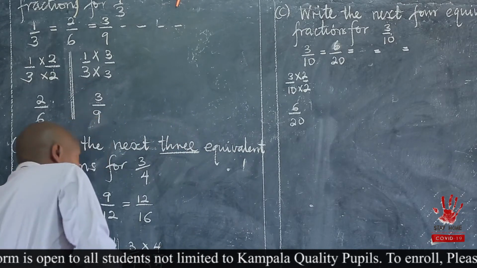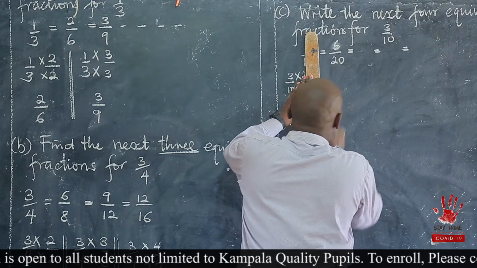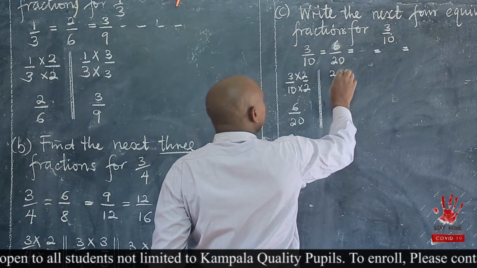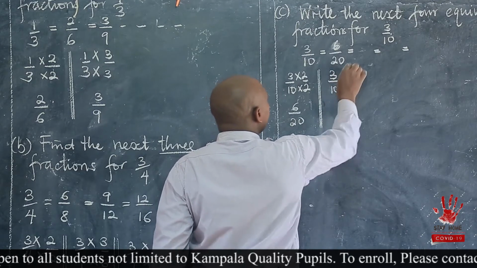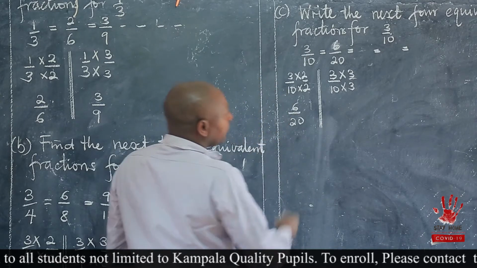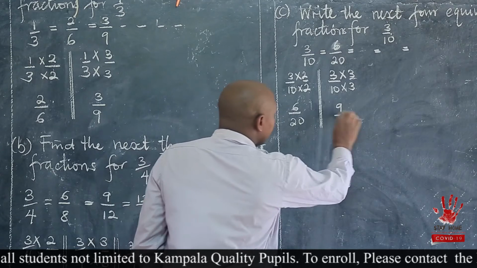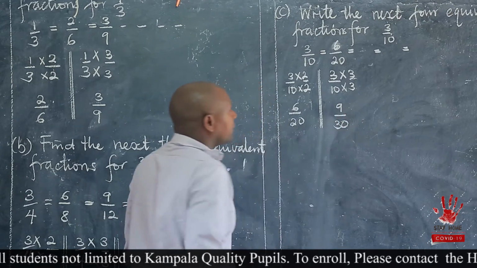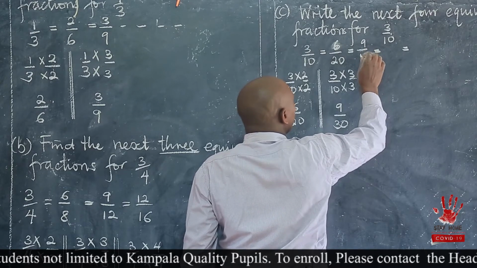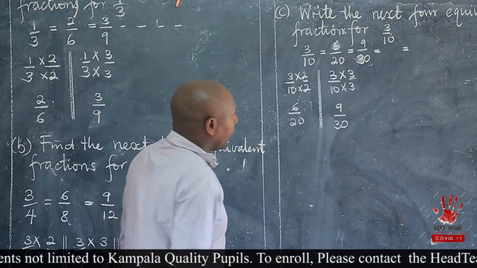Let's go to the next. They want 4 of them. Please be patient. Let's go to the second one. It will be 3/10 again, then times the next, which is 3 times 3. 3 times 3, someone is saying 9. Then 10 times 3, someone is saying 30. Thank you so much. This is 9/30. Okay? Follow me properly.